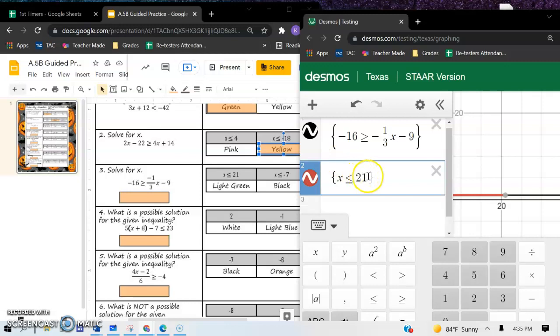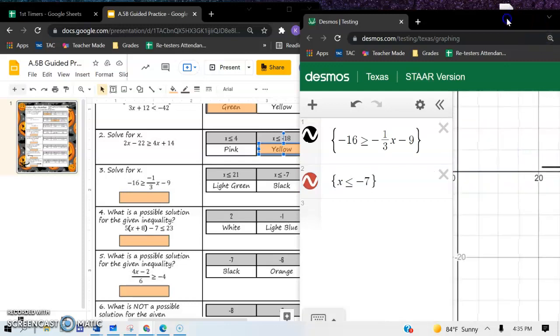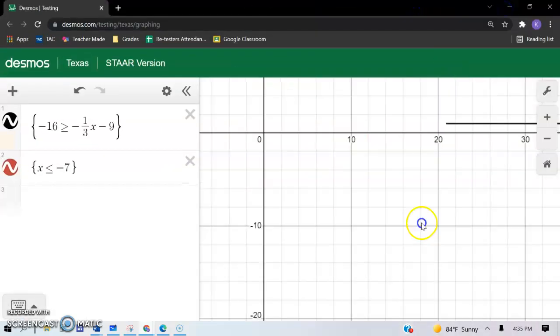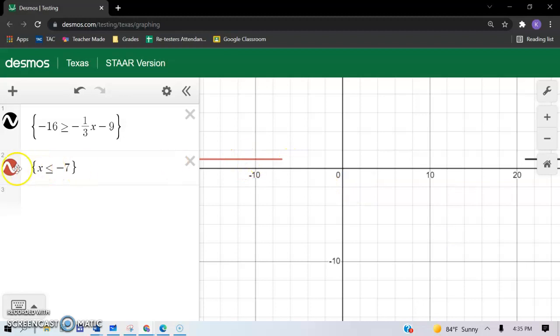So it is not that one. Let me try the next one, which is a negative 7. Well, where is that one at? So let's make it bigger, and let's check. Oh, it's over here on this side. So it's not even on top of the black one. So it is not that one.